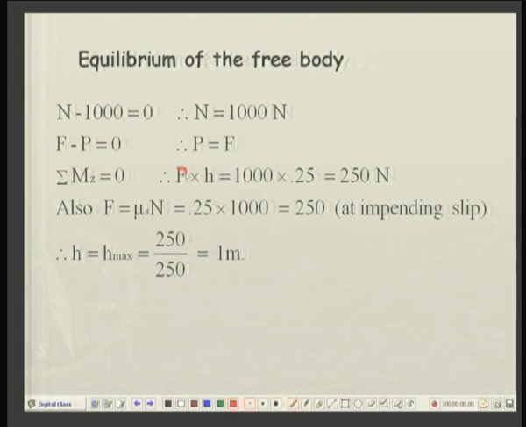This will be P into H, that is the pushing force into H is equal to the moment due to the gravity force, 1000 into 0.25, 250, and also the force of friction is equal to mu times static coefficient of friction times the normal reaction. So, this pushing force is 250 of course. So, both P and F, they are 250 newtons at the impending slip, and what is the highest point at this stage? 250 by 250 is equal to 1 meter. Okay.